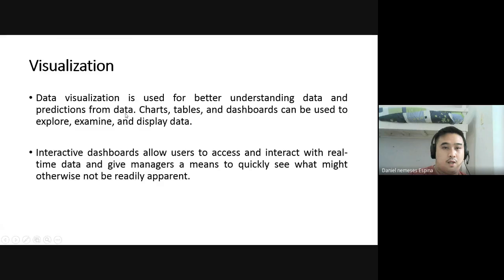Okay, so now let's go to visualization. So especially in thesis, it's very important to use sa mga visual tools. So using of charts, tables, dashboards can be used to explore, examine, and present or display your data. The interactive dashboards allow users to access and interact with the real-time data and give managers a means to quickly see what might otherwise not be readily apparent.